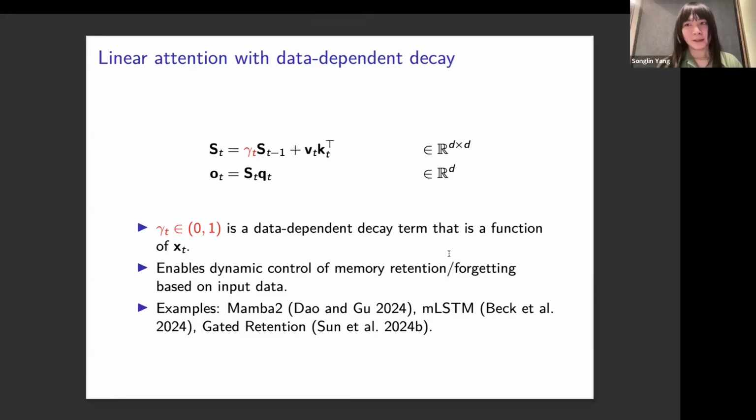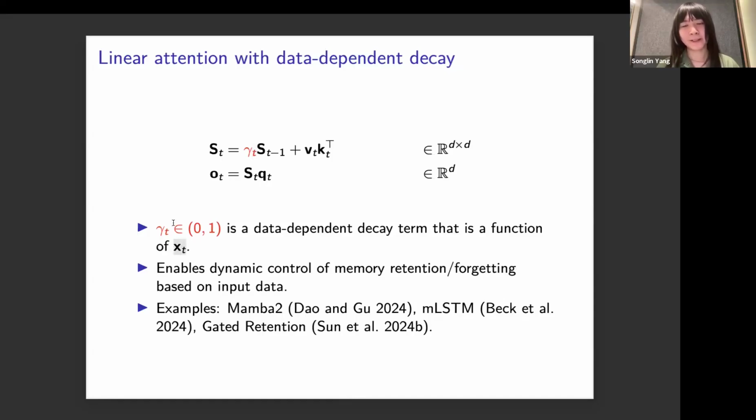In the previous case, the gamma is a data independent constant value across different time steps. But in many cases, for different positions, we might want the model to have the flexibility to dynamically control whether to forget the historical information or to memorize the entire history. Here we make this gamma data dependent. By data dependent, it depends on the input data xt.